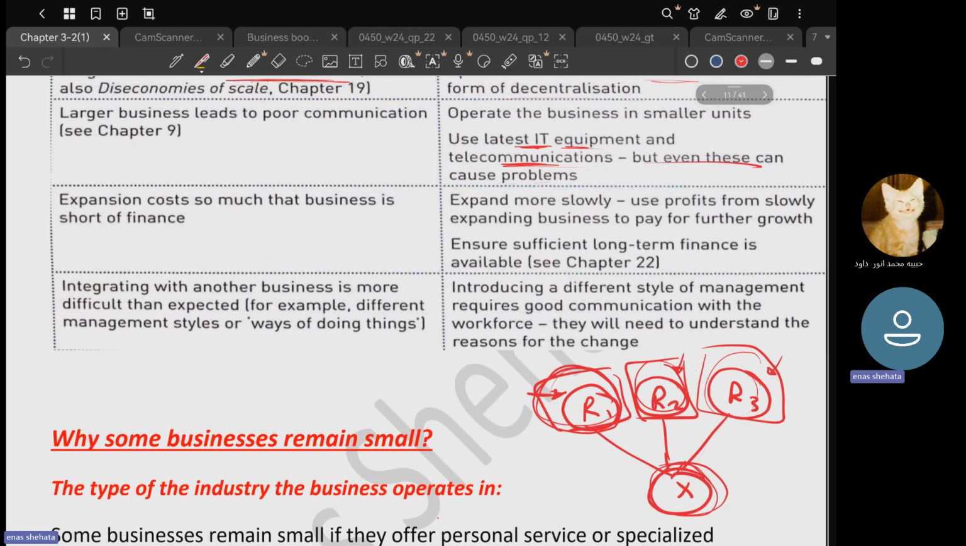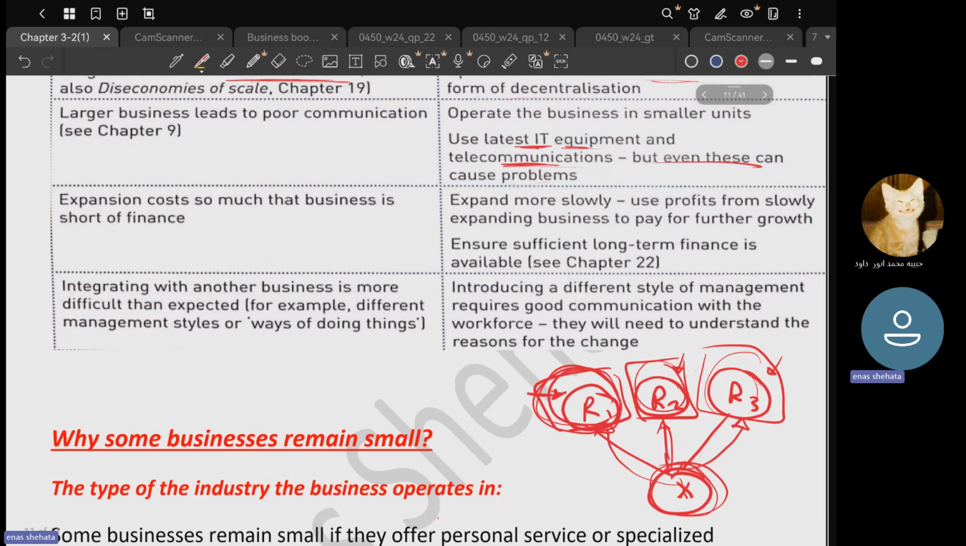Expansion costs so much that business is short of funds. If I want to expand business X and I want to take over this business and I want to take over this business, my money may finish and I may not have enough money to operate the business. So how to overcome? Expand slowly.